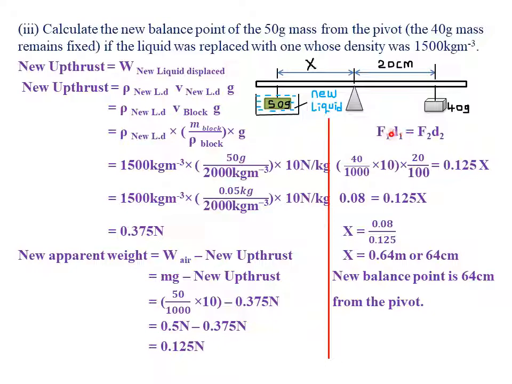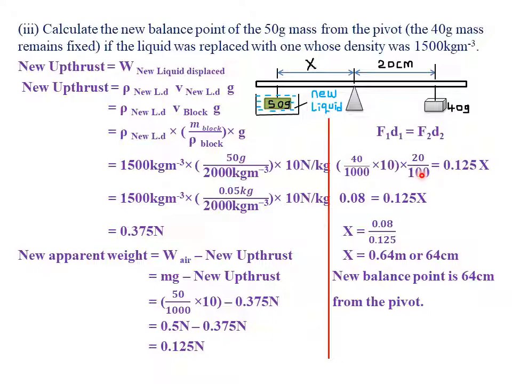I'll take the clockwise moments to be F1 times D1. This force will cause this bar to rotate in the downward direction, which is in the direction of the clock. Hence, it will contribute to clockwise moments. Therefore, F1 D1. The force due to the 40 gram mass: remember, force is mg, so it will be 40 over 1000 to convert the mass into kg, multiplied by 10 to convert it into a force or the weight. Then D2 is the perpendicular distance of the 40 gram mass from the pivot, which is 20 centimeters, in SI unit, the meter.